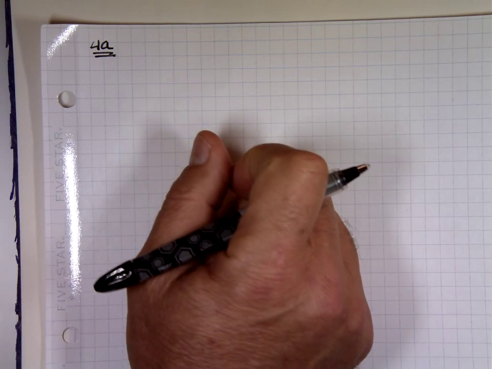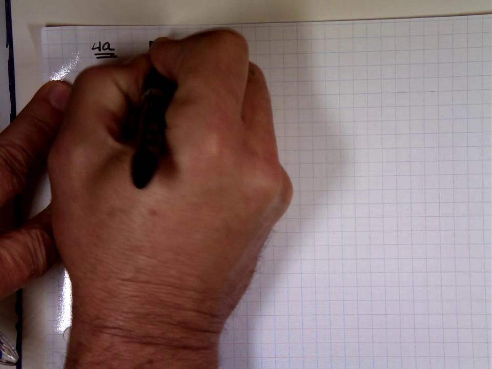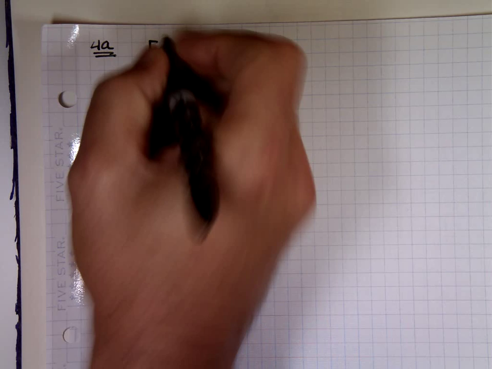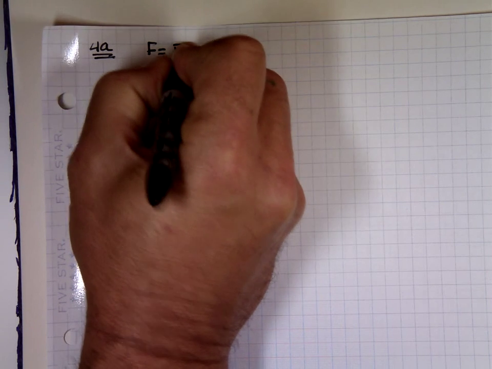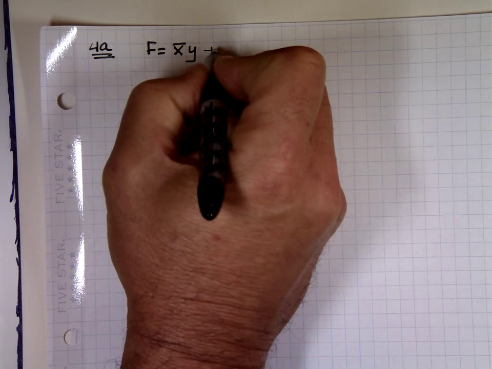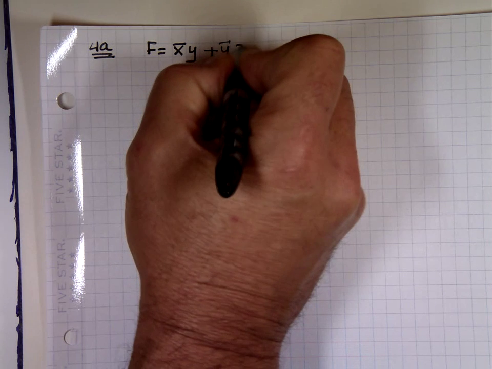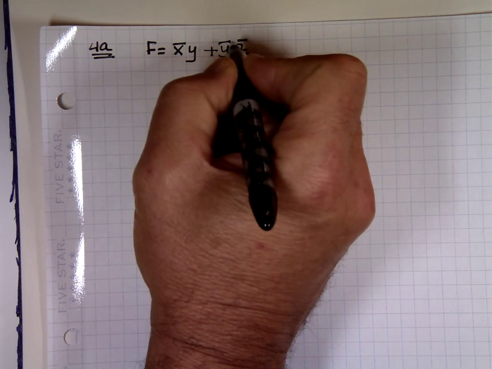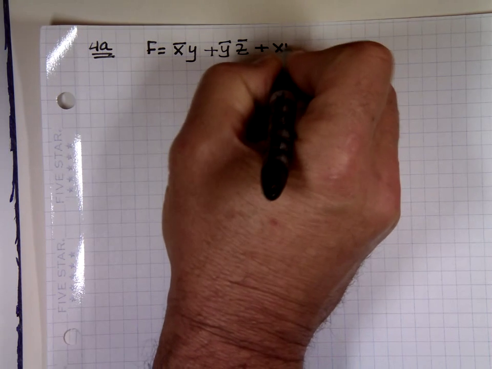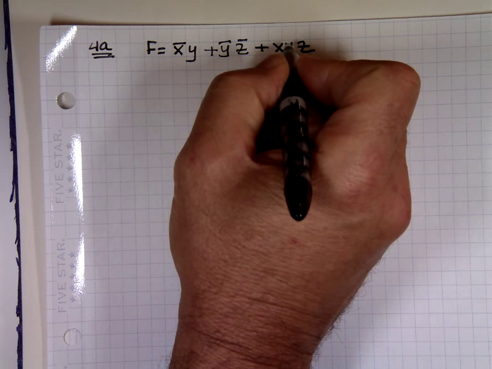4a, the question is F equals... is that x bar or double bar? It looks like x bar. x bar y plus y bar z bar plus x, y, and z. And the question: show a truth table of the following function.